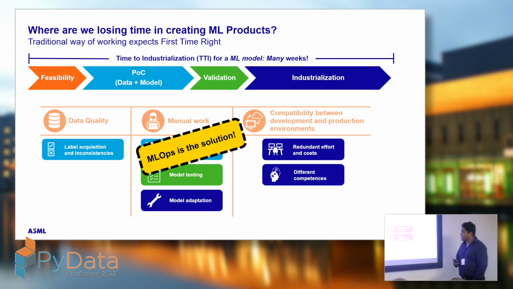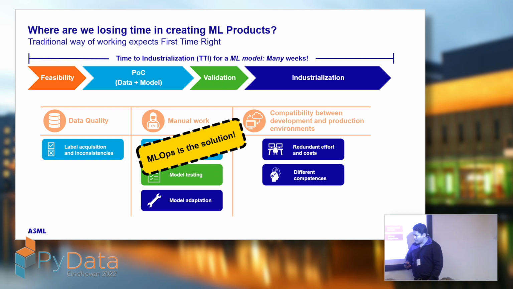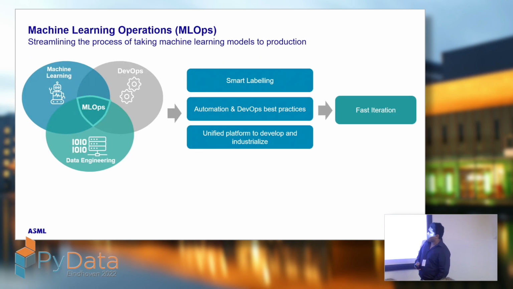So then we started looking around, and we asked people, hey guys, do you know what the solution is? And one of the solutions was that MLOps is the solution. This is what Google is using, this is what Amazon is using. So we have to embrace something new. And what is this new part? MLOps is, let's say, standing somewhere in between machine learning, DevOps principles, and data engineering principles. The idea is we want to streamline the process of taking machine learning models to production.